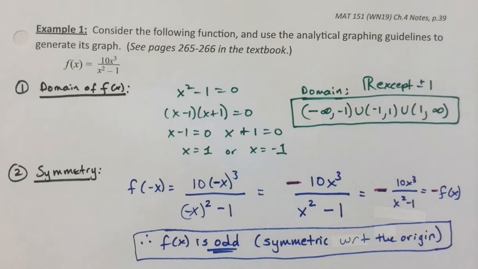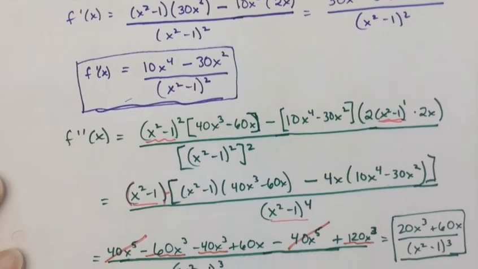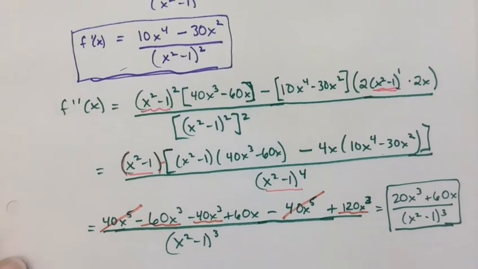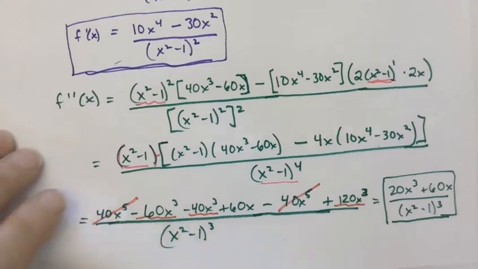So for our function f of x, we've already found the domain, the symmetry of the function, namely we proved it was odd, and we found the first and second derivatives. So now we want to go find the critical values, and we want to find both the first and second order critical values. So I'm going to do that right here at the top of this page.